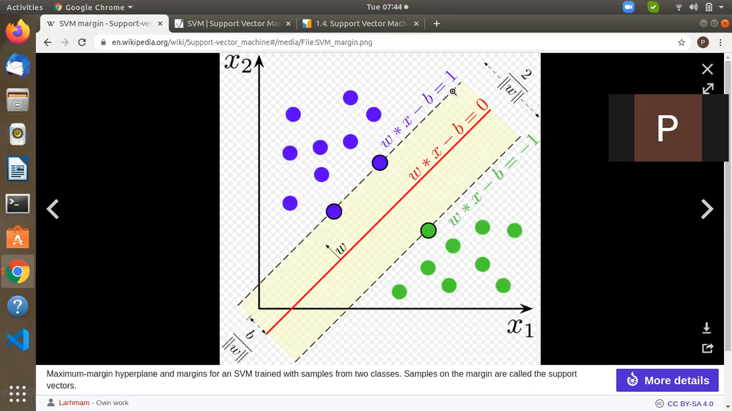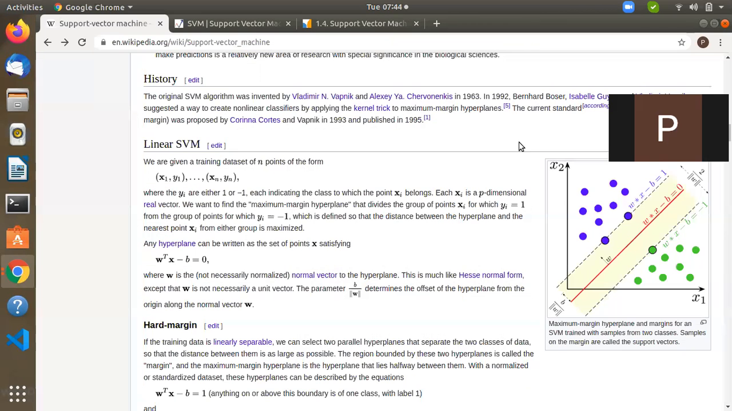Margin is nothing but the distance between these parallel planes, this plane and this plane. The main aim is to maximize the distance or margin value between these two planes, so that we can achieve very good accuracy and a very good model. Okay, fine.